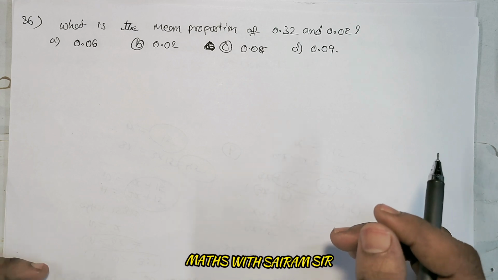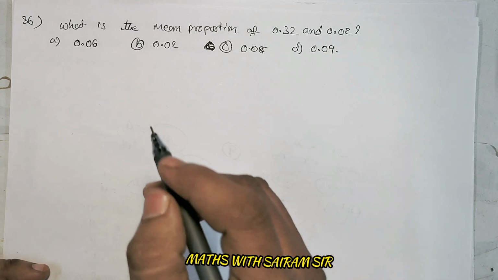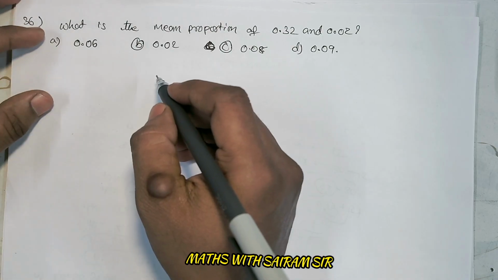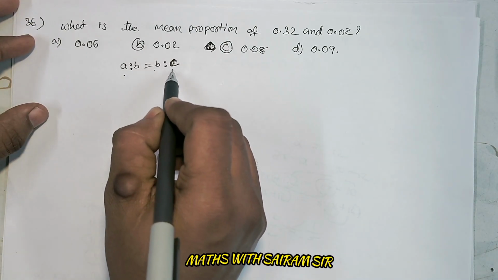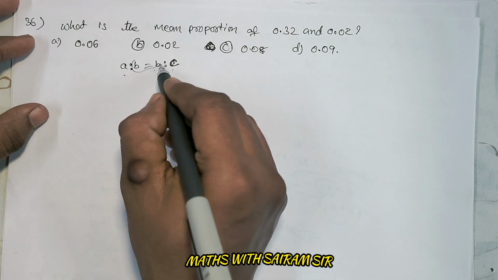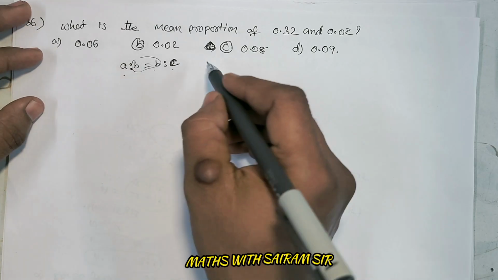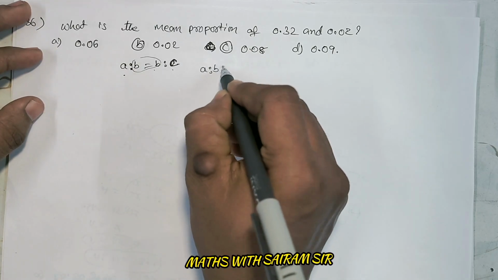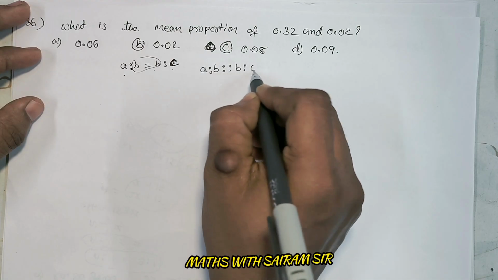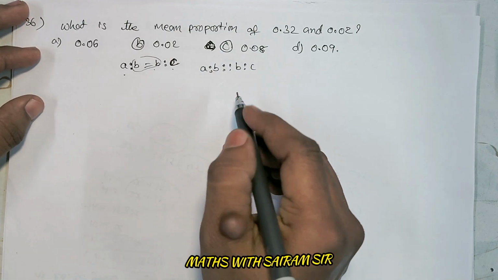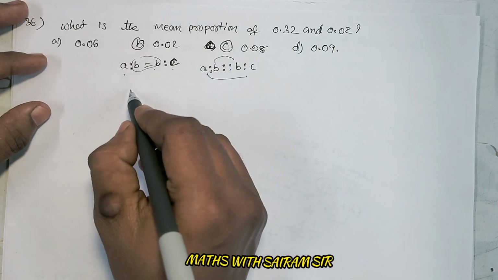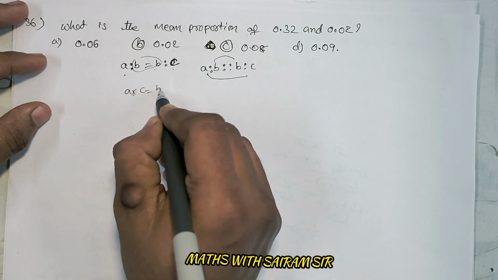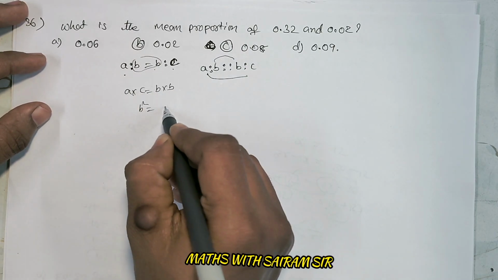What is the mean proportion of 0.32 and 0.02? Okay, so what is meant by mean proportion? It means if A is to B is equal to B is to C, then this B is said to be the mean proportional. That means if A is to B is as B is to C, then B is known as the mean proportional. In this, by using product of extremes is equal to product of means, we can write A into C is equal to B into B. That means B square is equal to AC.